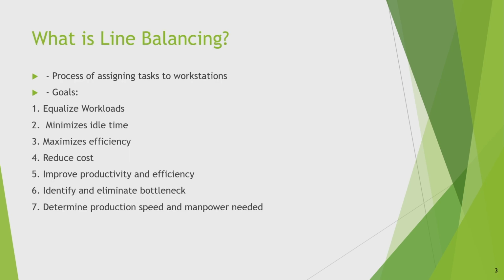So, now in a simple way, what is line balancing? It is the process of assigning tasks to workstations. That means we have made workstations. So, first you have to understand, if we want to make workstations, then the task required to make that machine should be breakable into a number of activities.